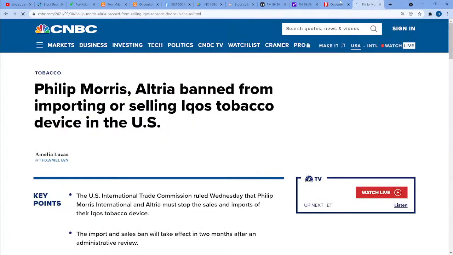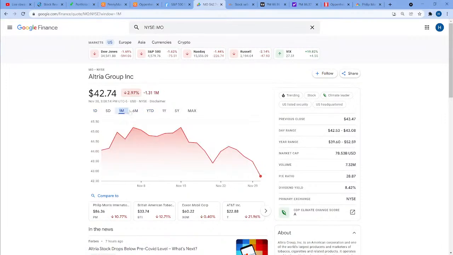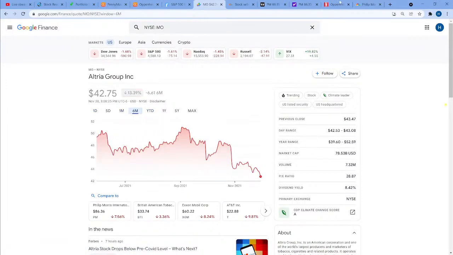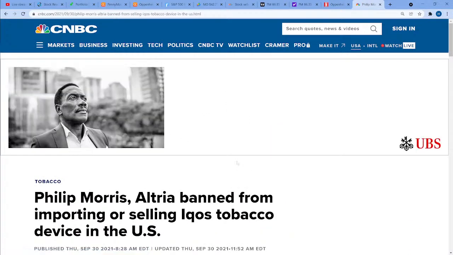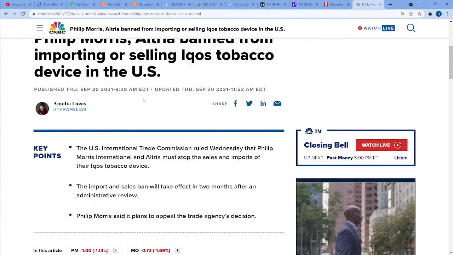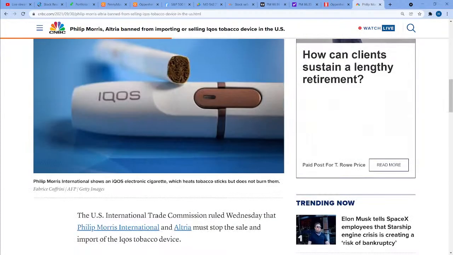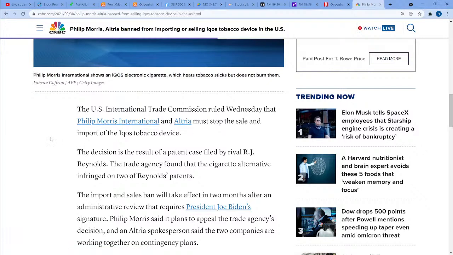Philip Morris and Altria. I knew Altria stock was down a little bit. 42. It's still going to be pretty down over the past 6 months. 13%. Yeah, Altria has been doing the same thing. Philip Morris and Altria banned from importing or selling IQOS tobacco devices in the United States. Let's see. Take effect in 2 months. So this is September 30th. I mean, it's November 30th. So literally 2 months from today. Or 2 months from then was today. Philip Morris said it plans to appeal the decision as a result of the patent case, yada yada.